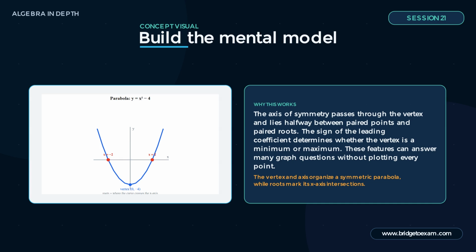Use this first move. Read the sign of a to determine opening direction. Then, use x equals negative b over 2a and substitute to locate the vertex from standard form.